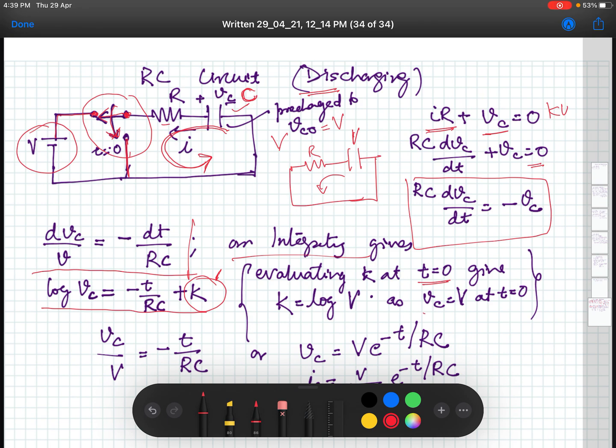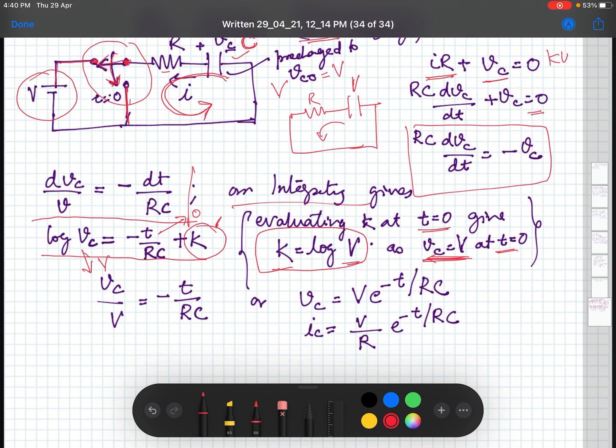So at t equal to 0, VC is equal to V, that we have seen. The capacitor is fully charged to V at t equal to 0, and then when you put t equal to 0, VC equal to V, and you find that k comes out to be ln V. Putting this value into this equation, finally you get VC by V equal to this one, and that can be put in this form.